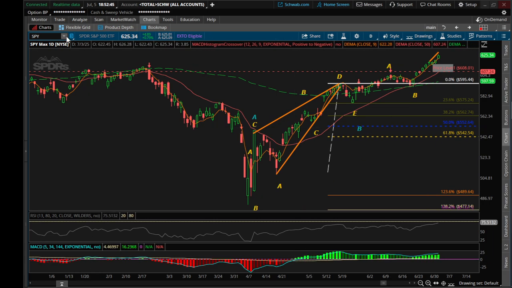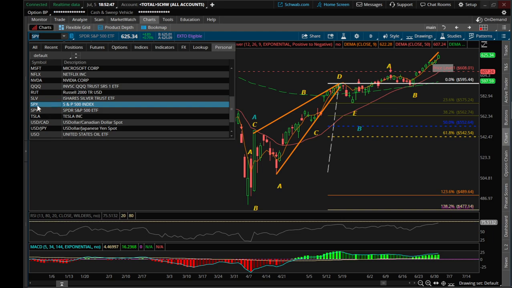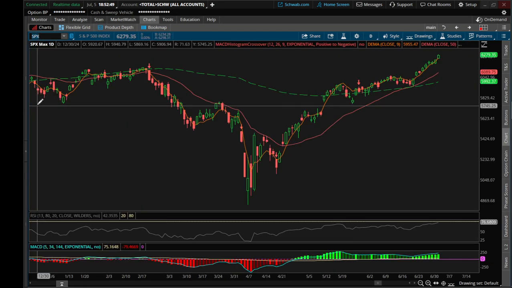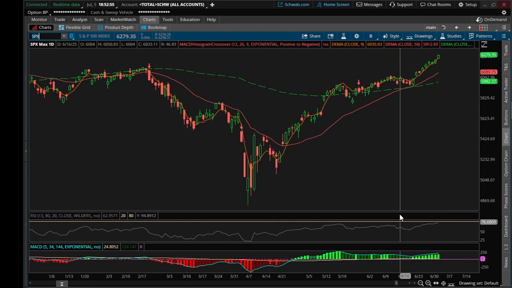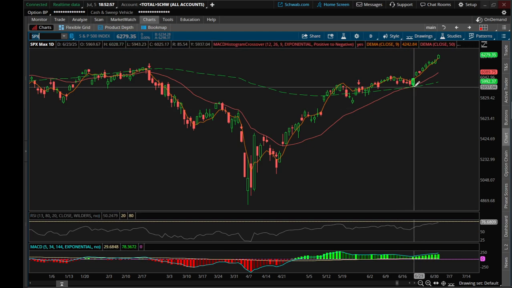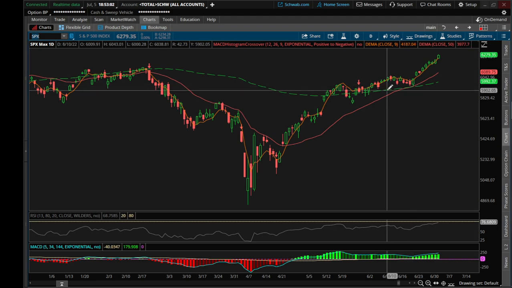Well, let's go to the SPX real quick. This is all going to be kind of the same scenario. I just don't have it labeled. Here, the 55 crossed our 200-day moving average. So this is also telling me a setup for a breakout.